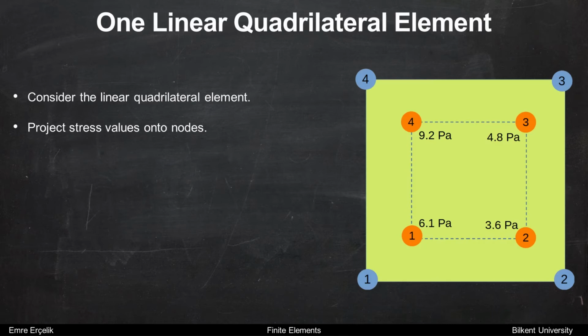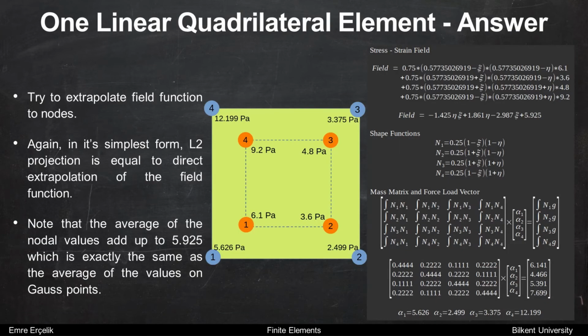The third example is one linear quadrilateral element. We will project the stress values onto nodes. And this is the solution. Again, the stress field is just the shape functions defined at Gauss points and multiplied with stress values. This field function creates a surface in 3-dimensional space, like in the third video of the playlist. This field function is the reason why it is called linear quadrilateral element. There is no quadratic component like xc squared.